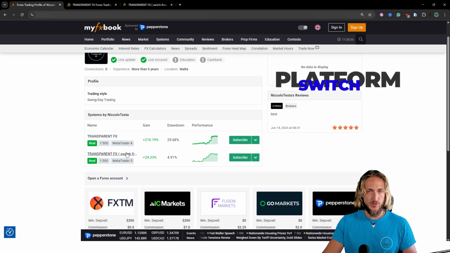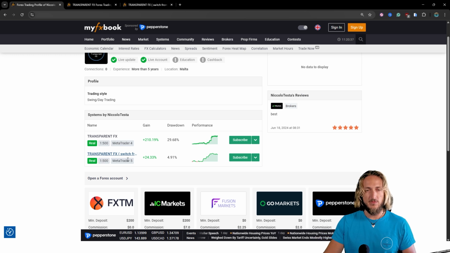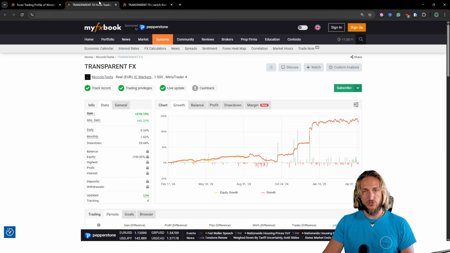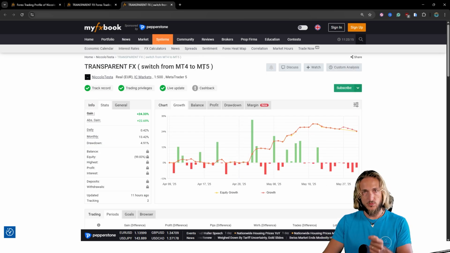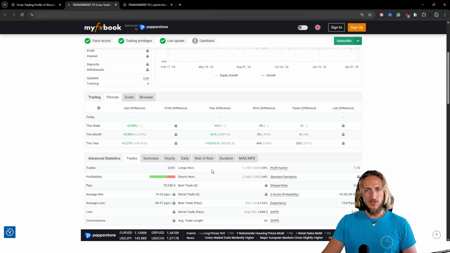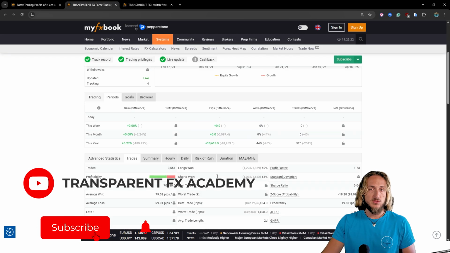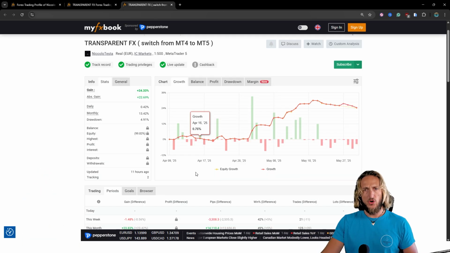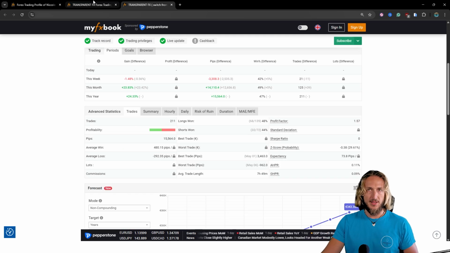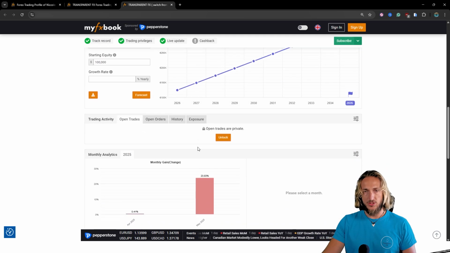I have recently switched from MT4 to MT5, and this is simply the continuation of this previous track record, which is a multi-year track record. As you can see, this one is called Transparent FX. This one is Transparent FX switch from MT4 to MT5. So as you can see here, this is my track record of over, well, on this one it was 3,551 trades. On this one, so far, we have 211 because, again, I just switched 2 months ago.